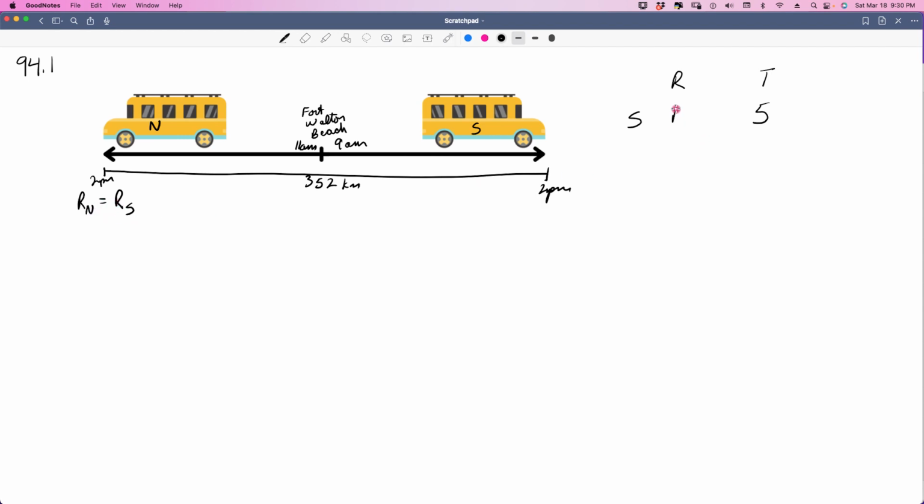We just know it's the same as the northbound bus. So for the northbound bus, we don't know what their rate is either. We just know that it's going to be the same. But we know the time of the northbound bus. He left at 11, and at 2 is when we stop the clock. So 11 to 2, that's 3 hours.